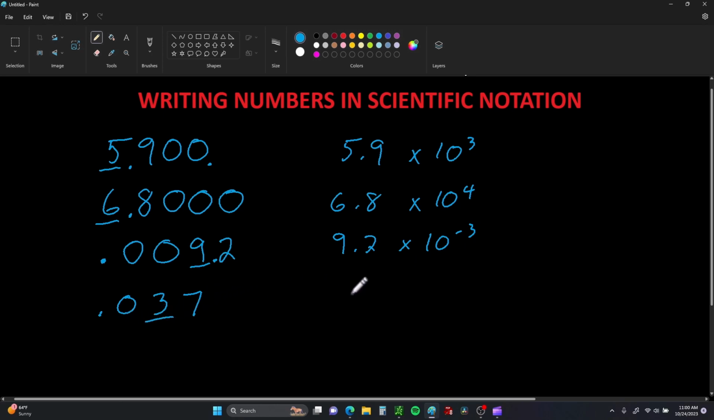And then over here, I have 3.7, and to get it to here, I would move it 2 spaces, so that's times 10 to the minus 2 power.